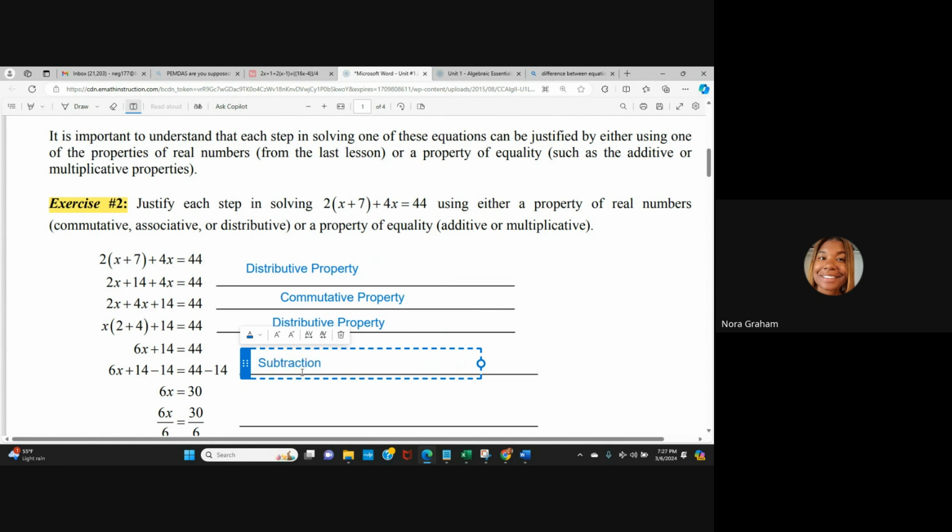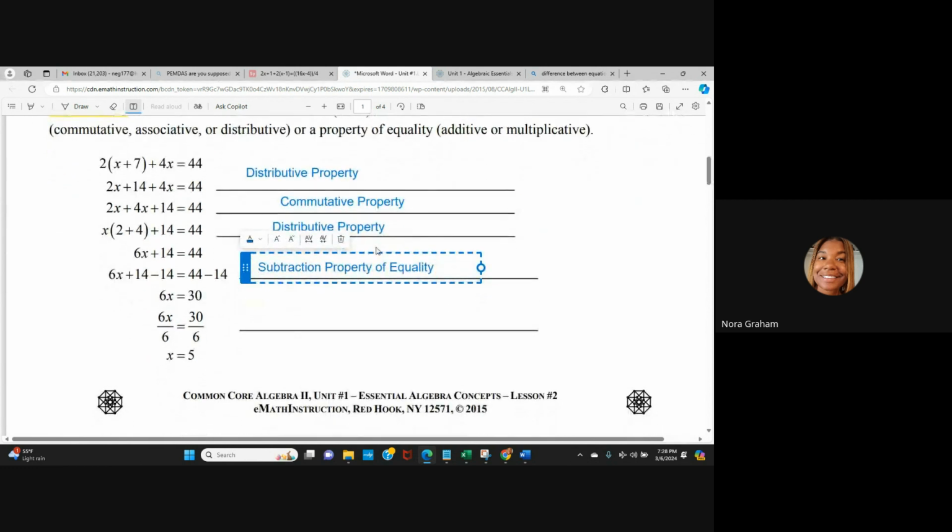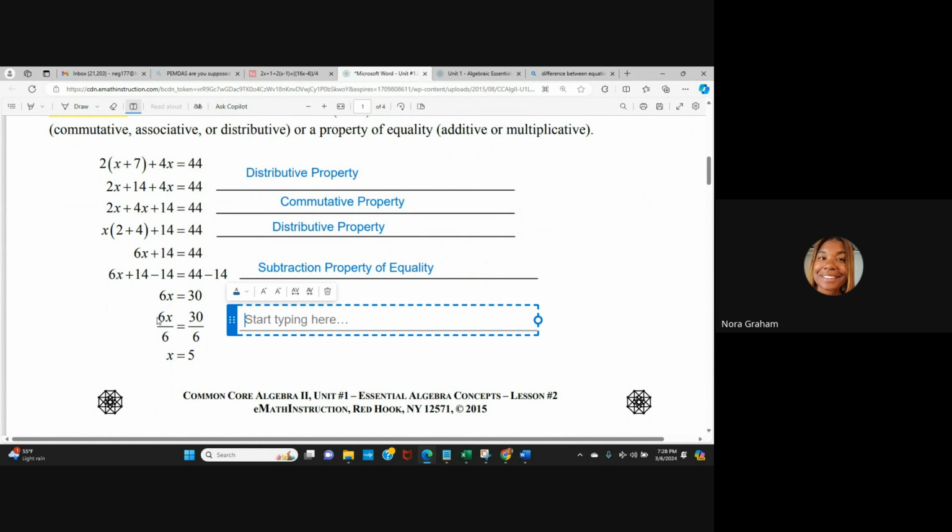This is the subtraction property of equality. Okay, because they're subtracting something from both sides to keep it equal. That's like the opposite of addition. And so for this one now, we're dividing both sides by 6, okay?